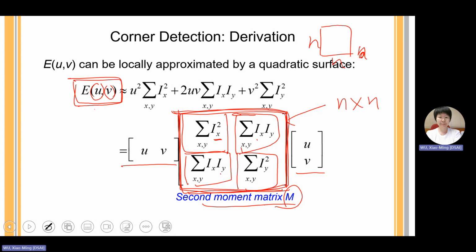Now let's take a look at what happens when this window is within a flat region, meaning that every pixel has the same value. What happens if the current window is within a flat region? All 0, right? Because Ix, Iy, they are all 0. Now let's think about what happens when this window is placed along one of the edges.